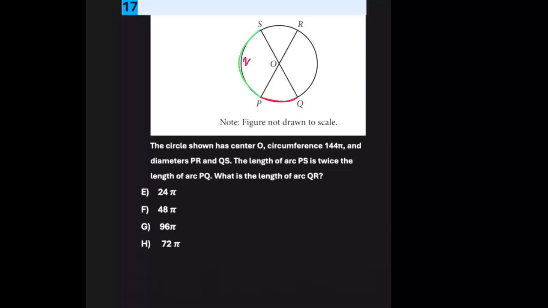So we're going to call this 2x, and here is x. And the question is asking, what is the length of arc QR, which is from here to here? The green section is half of the circle and it's also equal to the white section. We're going to call this side 2x because it's the same size of this section. And we're going to call this x because it's equal this side in size. So the circumference of the circle is 144.